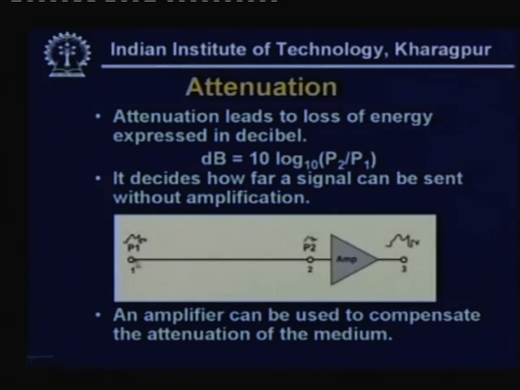P1 from where the signal is passing, and it is going to point P2. And as you can see, this was the signal sent, and at point P2 it is very much attenuated. Now we use an amplifier between point 2 and point 3, and we get an amplified version of the signal. So an amplifier can be used to compensate the attenuation of the medium.